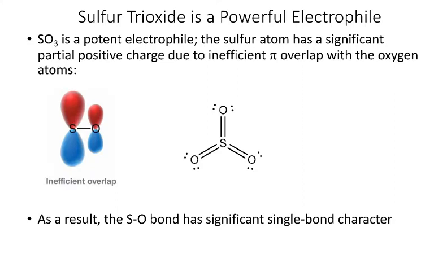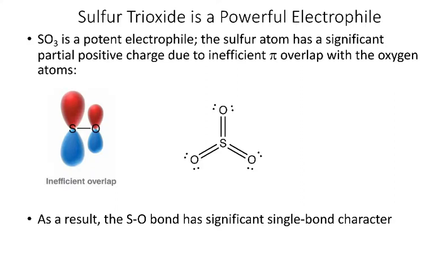As a result, the SO bond has significant single bond character, where it's largely a single bond and those pi electrons are localized on the oxygen atom. So you end up with a positive sulfur and a negative oxygen. By the time you attach 3 oxygens to that sulfur atom, the effect is compounded.